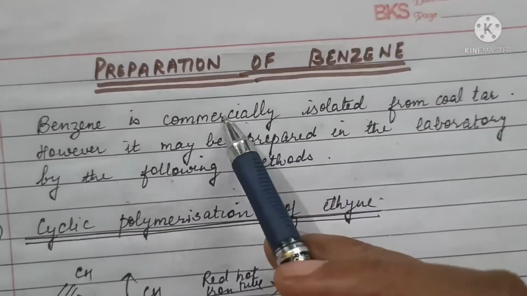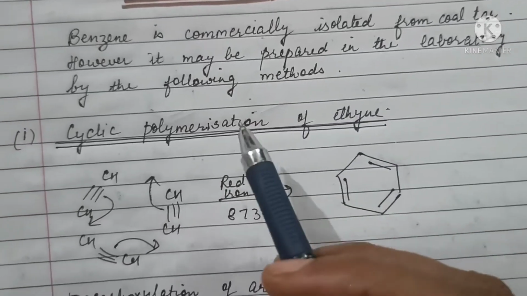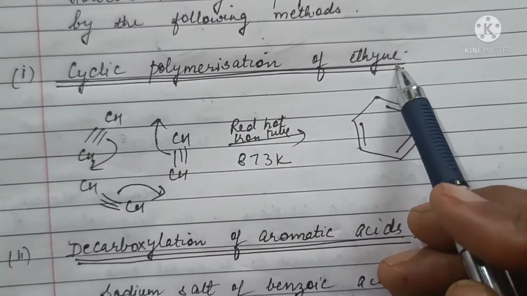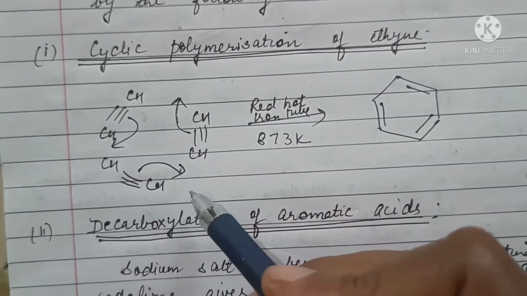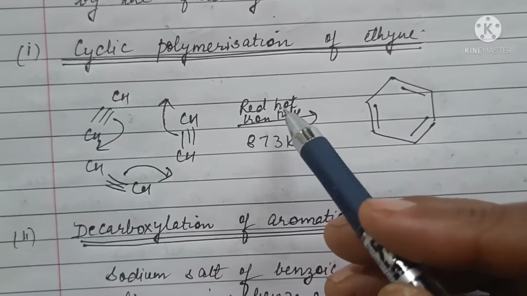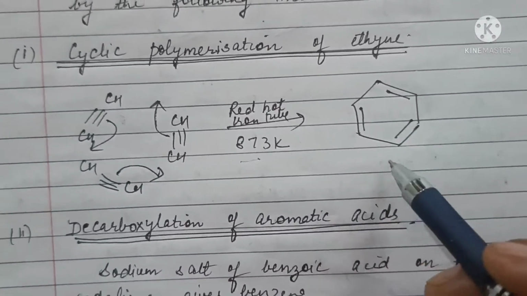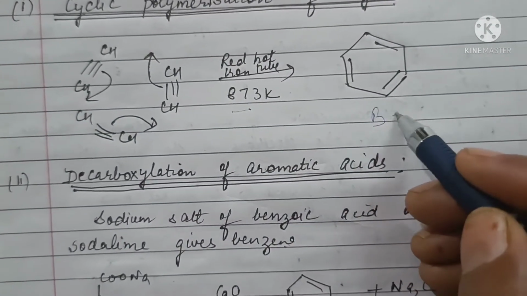Preparation of benzene. Benzene is commercially isolated from coal tar. However, it may be prepared in the laboratory by the following methods. Number 1, cyclic polymerization of ethyne, acetylene. So when acetylene is heated in a red hot iron tube to a temperature of 873 Kelvin, it undergoes cyclic polymerization to form benzene.